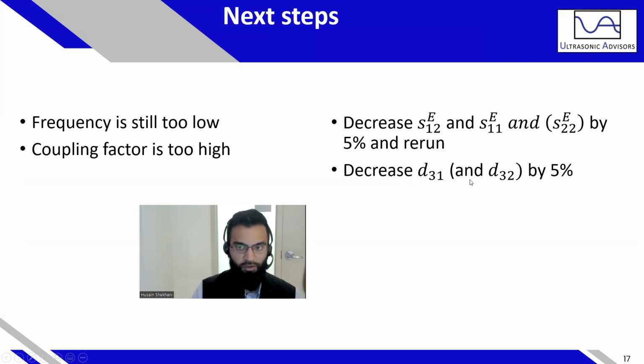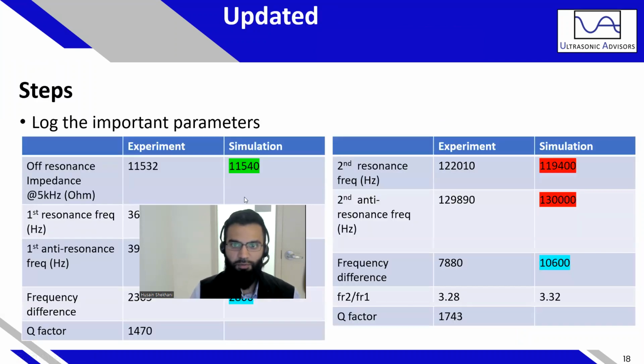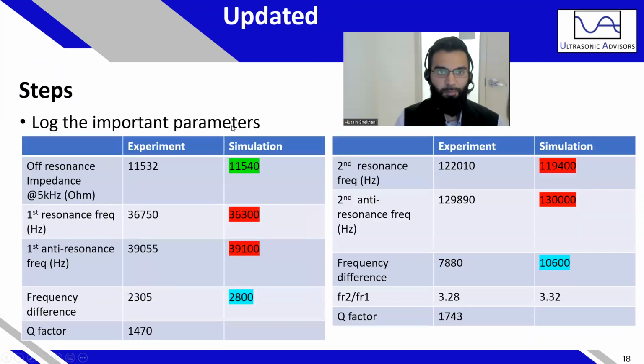Like, D32 is not a unique value, it's the same exact thing, but you have to put it in again in COMSOL. Or you're going to end up with some kind of strange anisotropic device. So still, like, the frequency is too low. It did increase. The coupling factor, I don't know if it increased or not. It decreased slightly because I decreased the charge coefficient.